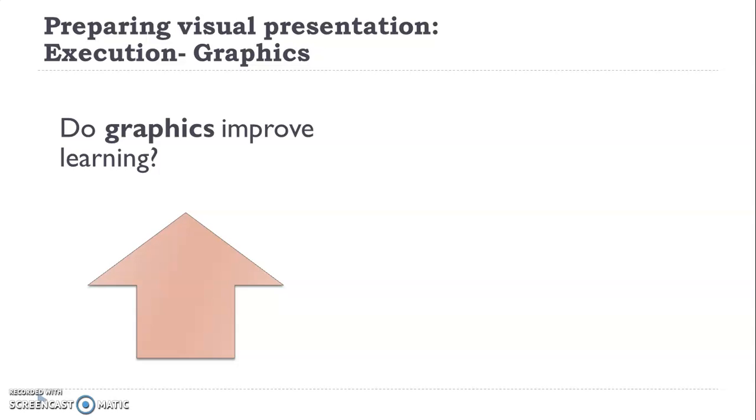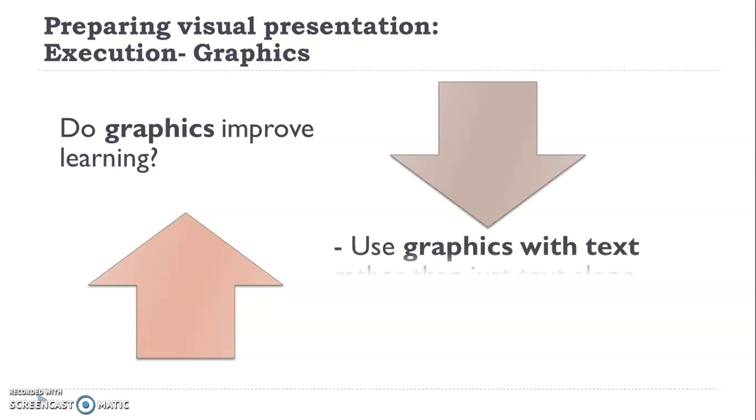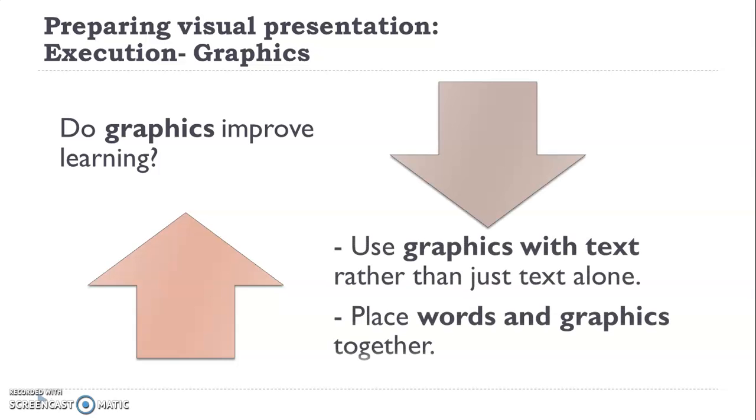Another empirical evidence from the e-learning and the science of instruction book by Clark and Mayer, which reveals the use of graphics in e-learning, shows that placing the text near the illustration facilitates the learning process to a good extent. So we have to use graphics to improve the learning and use these graphics with text rather than just text alone. We have to place words and graphics together.